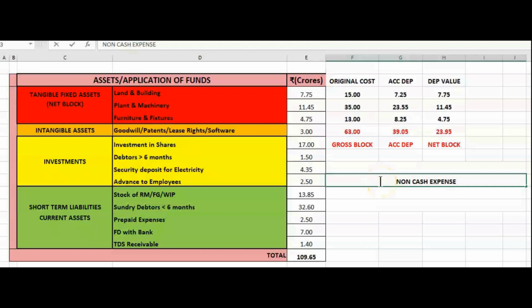Now we will discuss the intangible assets, investments and current assets in the next lecture.